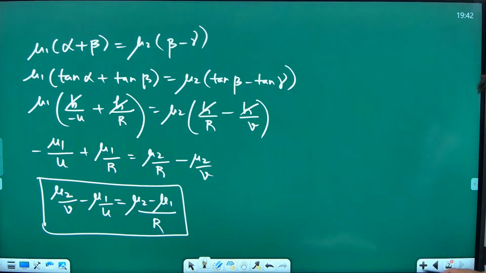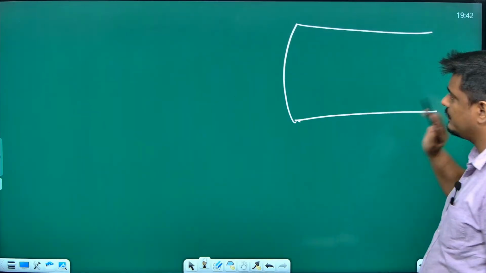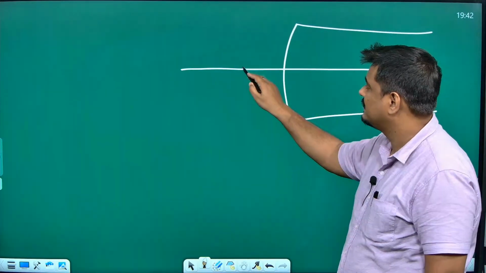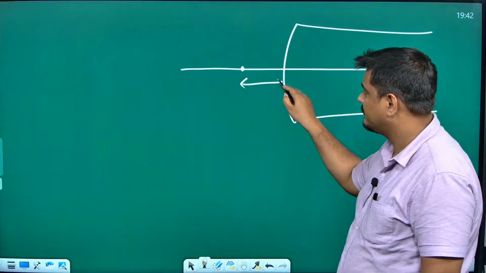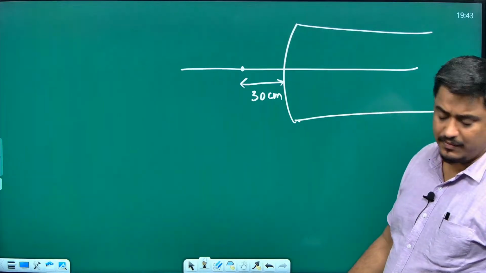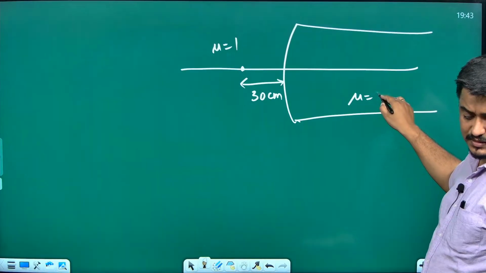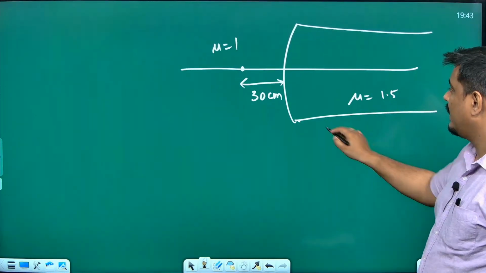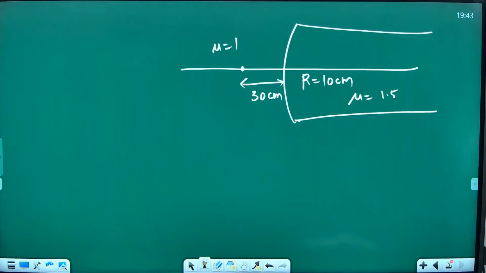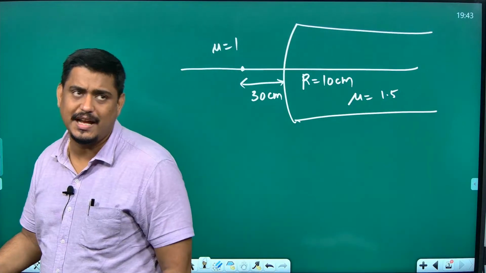Okay. The first question goes like this. It is very similar to what I drew for the derivation. I am drawing a spherical surface, and they have given the object distance as 30 centimeter. The outside medium is air, so its refractive index is 1, and here the refractive index is given as 1.5, glass, and they have mentioned that the radius of curvature is 10 centimeter. That is all. They are asking you to find the position and nature of image.